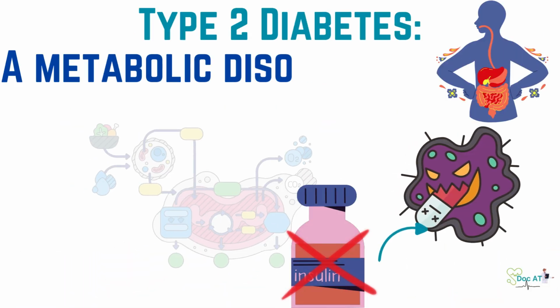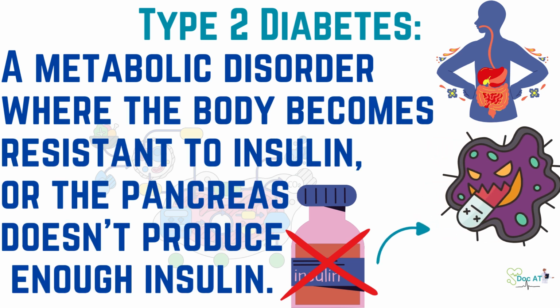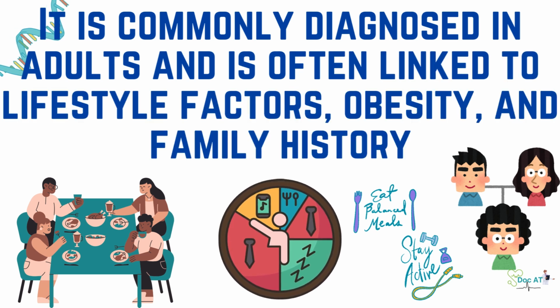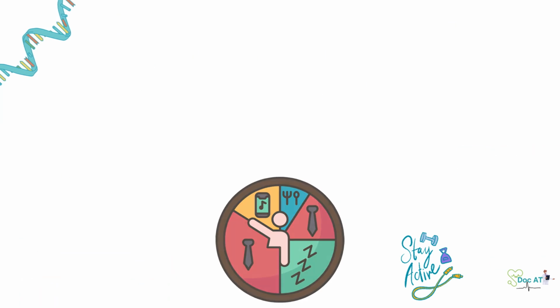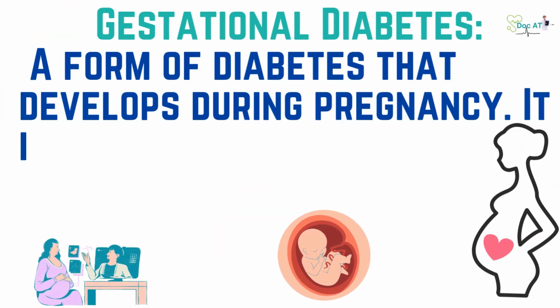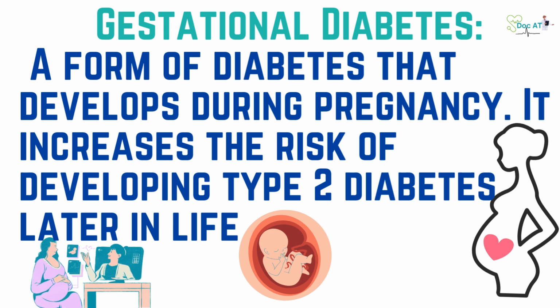Type 2 diabetes, a metabolic disorder where the body becomes resistant to insulin, or the pancreas doesn't produce enough insulin. It is commonly diagnosed in adults and is often linked to lifestyle factors, obesity, and family history. Gestational diabetes, a form of diabetes that develops during pregnancy. It increases the risk of developing type 2 diabetes later in life.